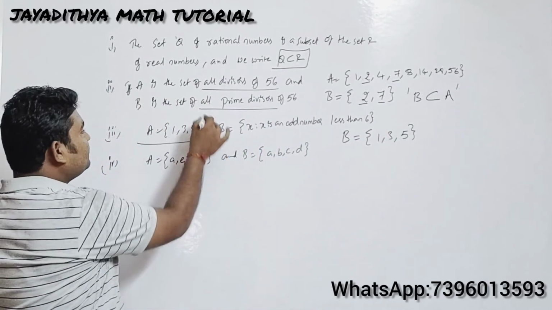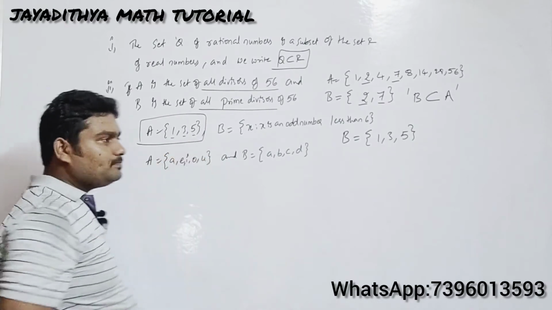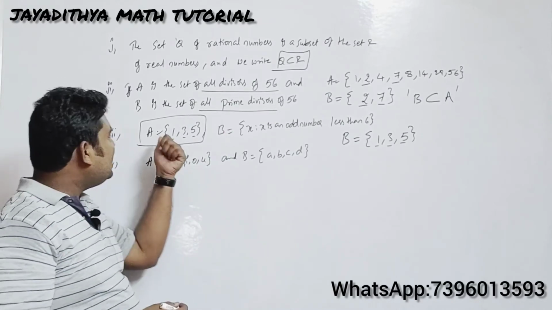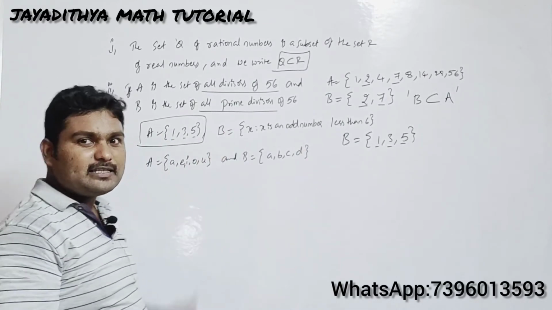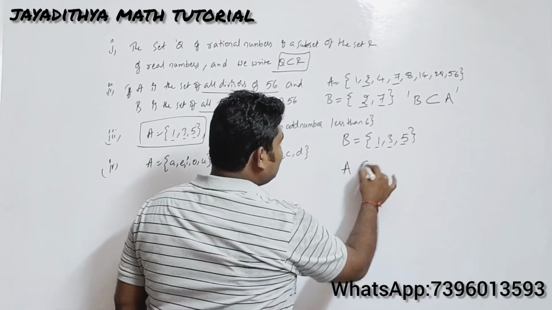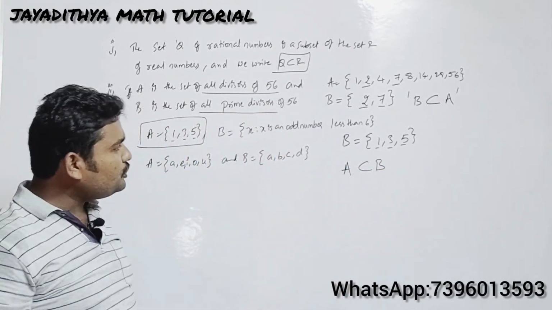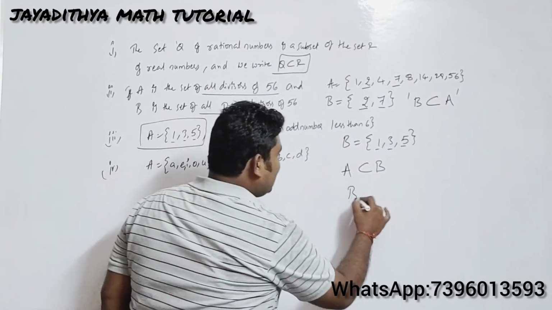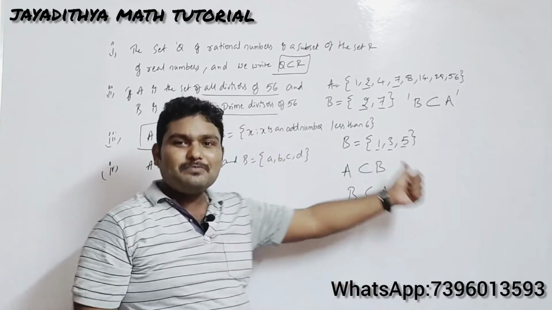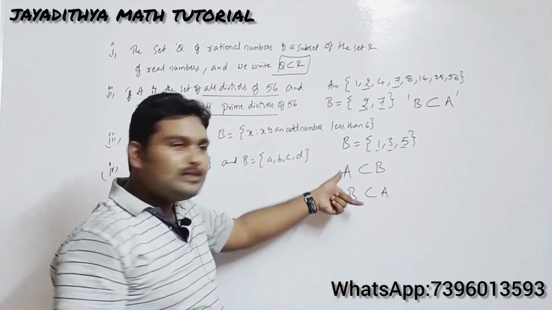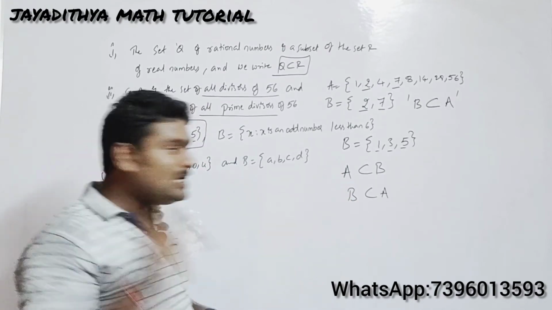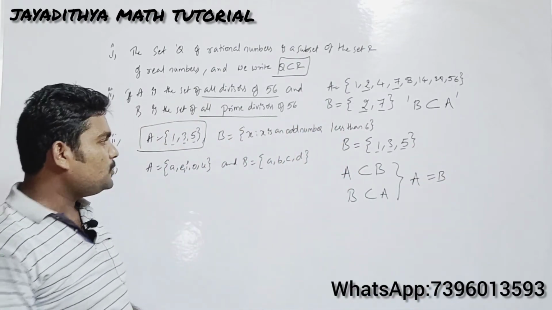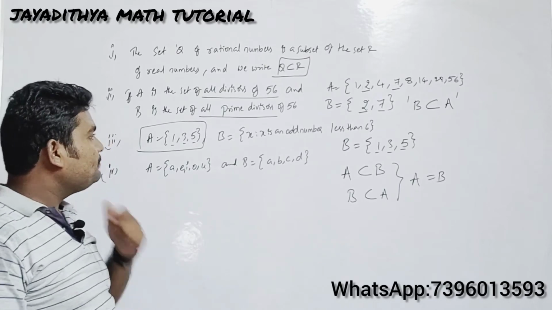Once you observe A now, in set A you have 1, 3, 5. In set B also you have 1, 3, 5. So what can you say about A and B here? Each and every element of set A is in B. So that means you can say that A is a subset of B. And also you observe here each and every element of set B is present in set A. Clear? So you can also write it as B subset A. So if A subset B and B subset A, what happens? This is possible only when A and B are equal sets. So from this you can say that A equals B. So in the third case A and B are equal sets.